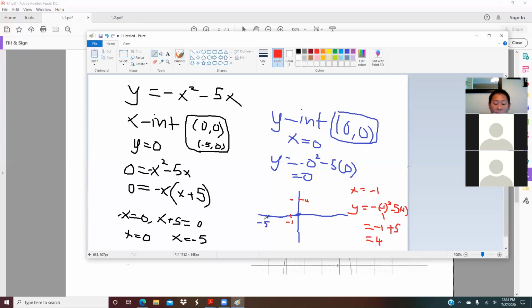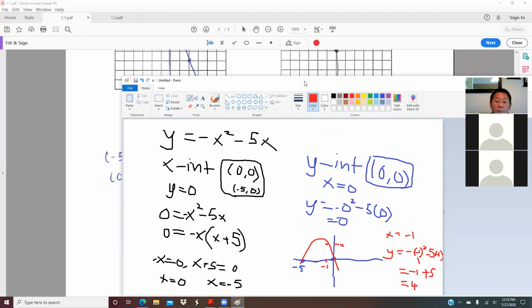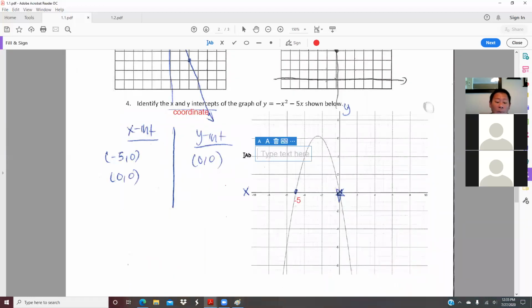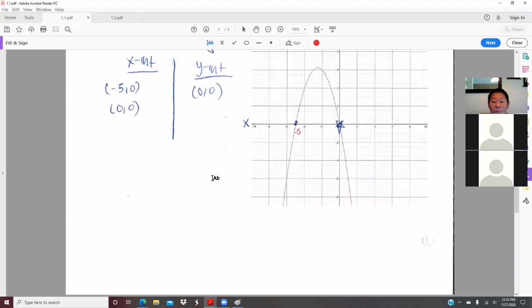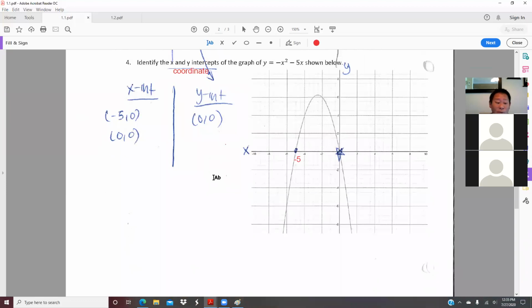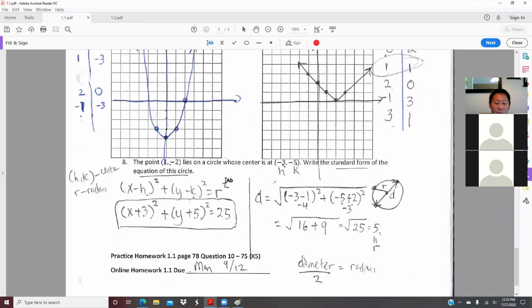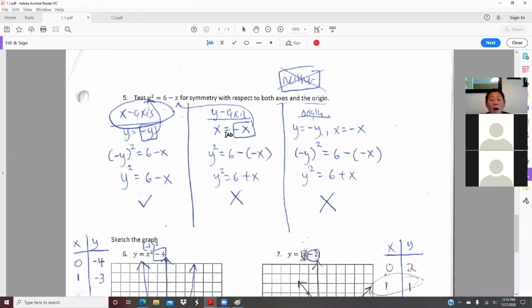So you figure out that your graph will look something like this, which is what we have over here. Mostly in college algebra is where you will start learning how to graph the parabola, the real exact graph. So you do not have to worry much about it, but this is usually how we find your x and y intercepts. Does anyone have any questions so far? We are almost done with this one.